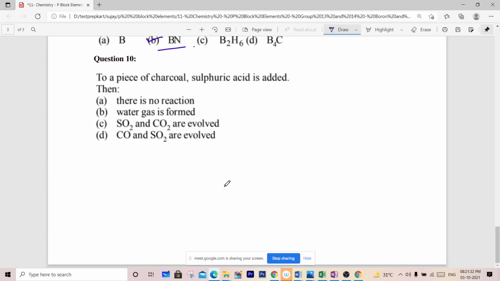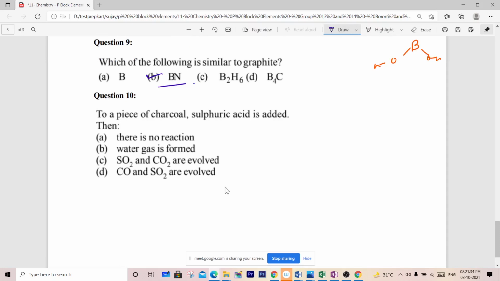To a piece of charcoal, sulfuric acid is added. What will we get? Carbon dioxide and sulfur dioxide gas are evolved.